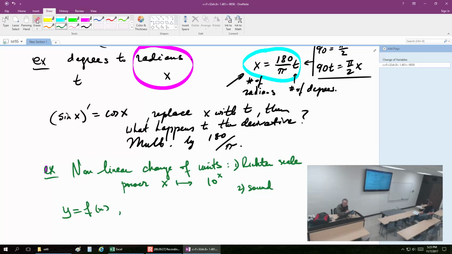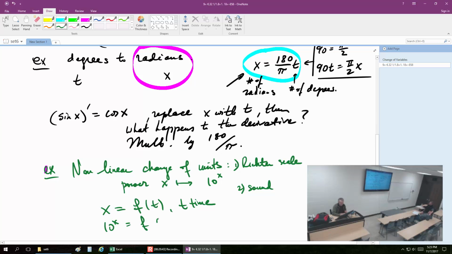I want to go with the... So suppose it's a function of time. X is equal to f of t, where t is time. And then I am switching to 10 to the x equal f of t. You can imagine that t is still time, but the power switched from whatever, I'm not sure how exactly they measure power, we switched to the Richter scale. And then suddenly everything becomes a power, a power of 10 of x.